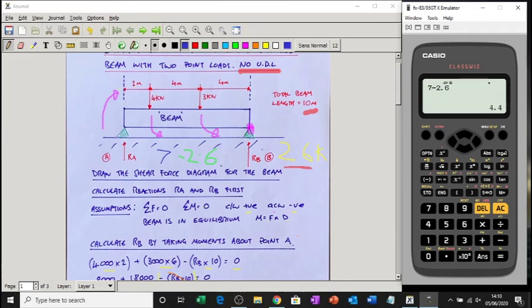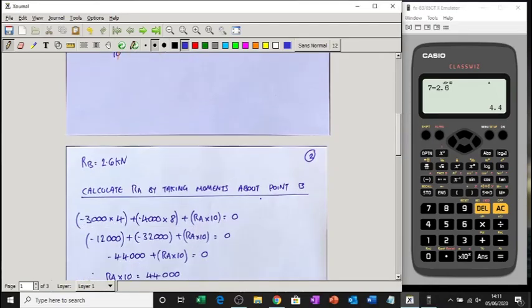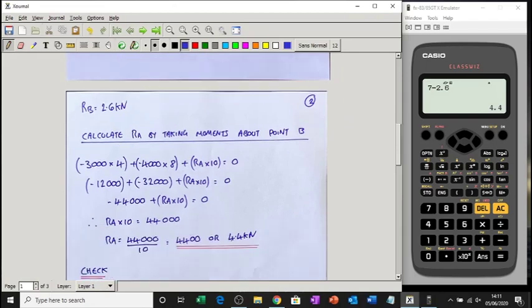4.4. So I'm hoping we're going to get 4.4 for RA. I mean 11, no, we've got 7 coming down. So RA plus RB has got to equal 7. At the moment I know RB is 2.6, could be wrong. And I'm hoping that RA is going to be 4.4, which will make my answer correct. So here we go. RB is 2.6, 4.4. So it works out.